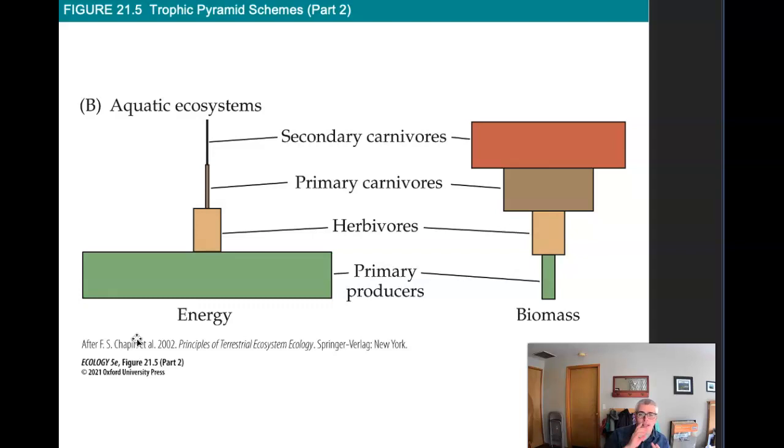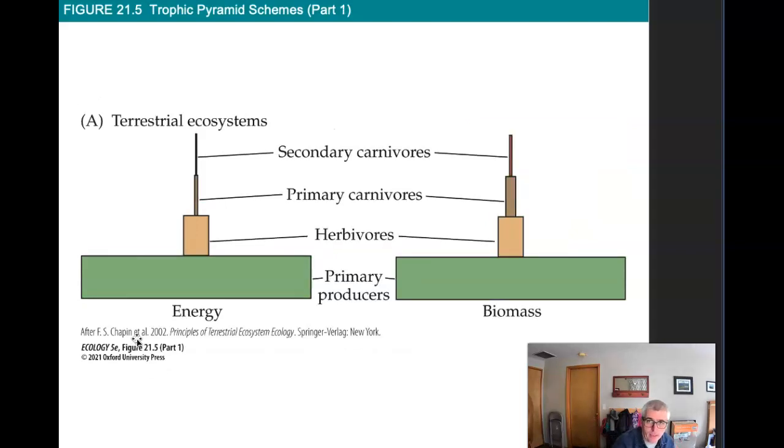I also think about the shape of the graph too. On the terrestrial, it gets smaller and smaller and smaller. So if you had a third level carnivore, it has a really small biomass it can be eating, and that's an issue because of the distribution of food and then the amount of energy required to find that prey. It would be quite difficult.